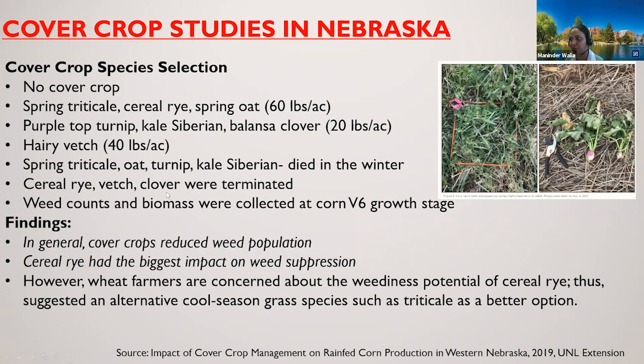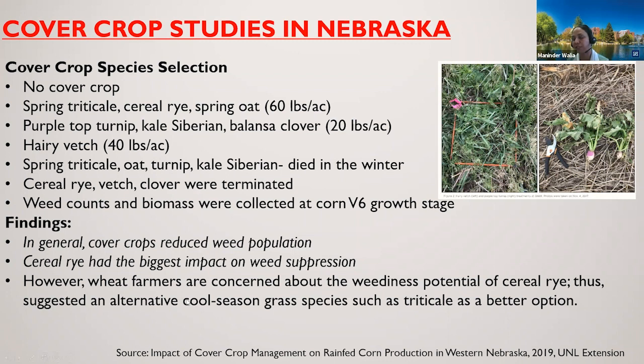After this, they had corn in the rotation, and then wheat, since it was planted after the corn. They assessed the wheat at the growth stage. In general, it was interesting to find that the inclusion of cover crops in the rotation did reduce the wheat population. They found that the cereal rye had the biggest impact on wheat suppression. But again, the cereal rye did reduce the wheat yield.